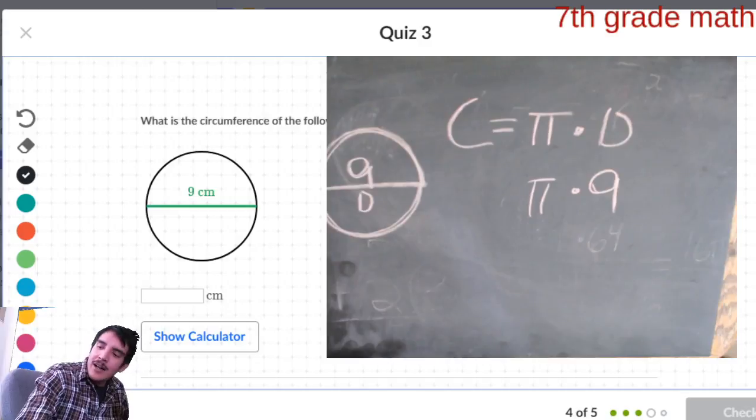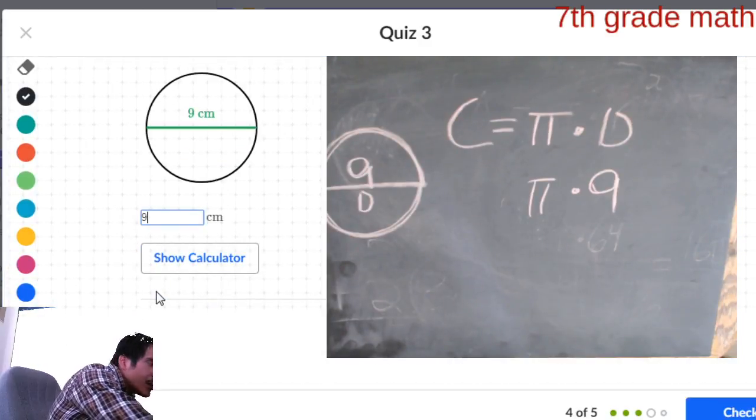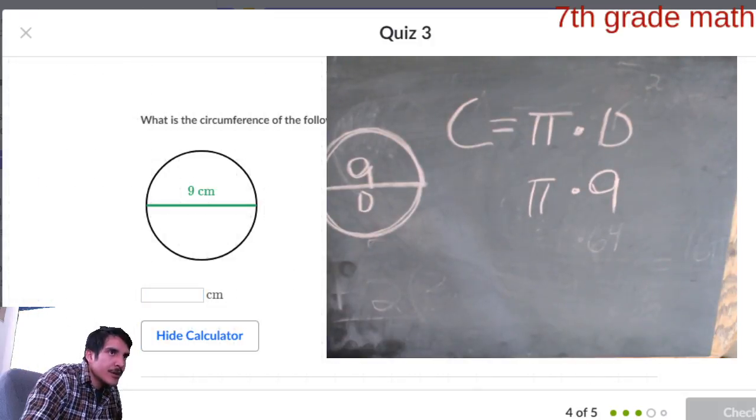Okay, 9 times pi centimeters. So can I do that? Oh, I need to use the decimal because it doesn't let me use 9 times pi. So let's use the calculator. 9 times 3.14.